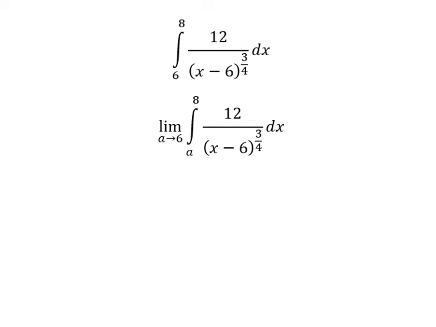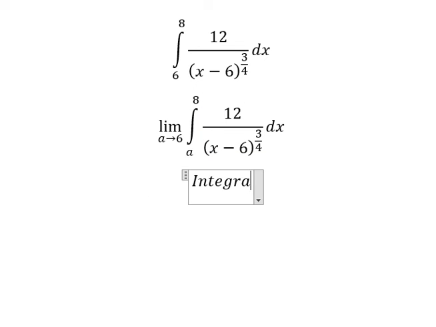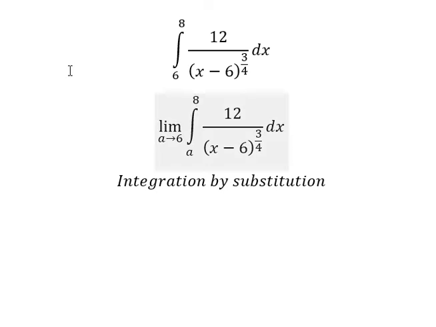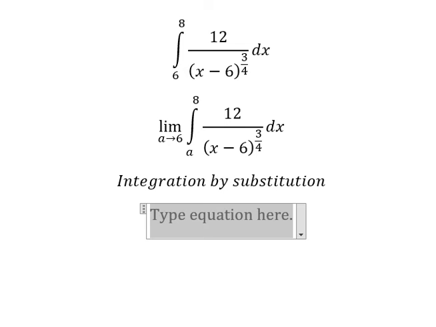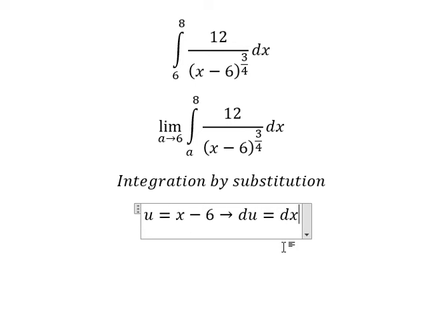Next, we can use about integration by substitution. So I will put about u equals to x minus 6. Later that we do first derivative for the both sides. Next, we need to change the bounds.